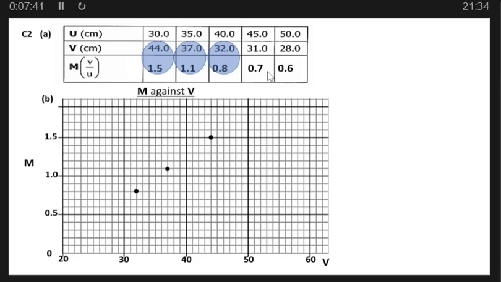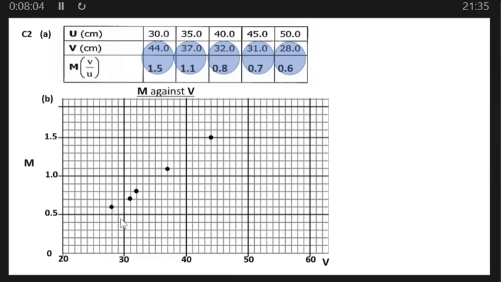Then we'll go to another coordinate, 31 comma 0.7. So 31 is somewhere here, 0.7 somewhere here. Then we'll put another point, 28 comma 0.6. So 28 is somewhere here, 0.6 is somewhere here.